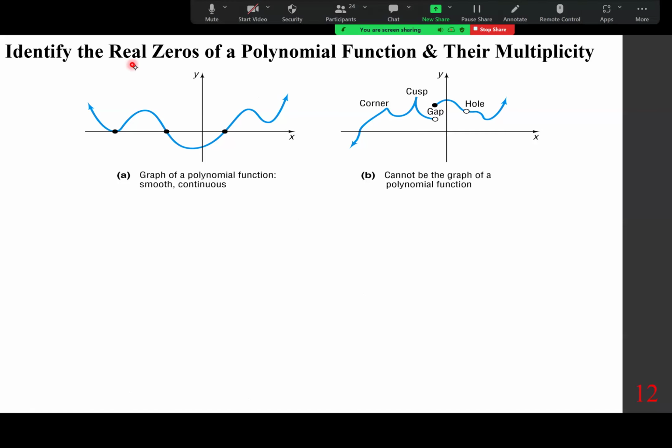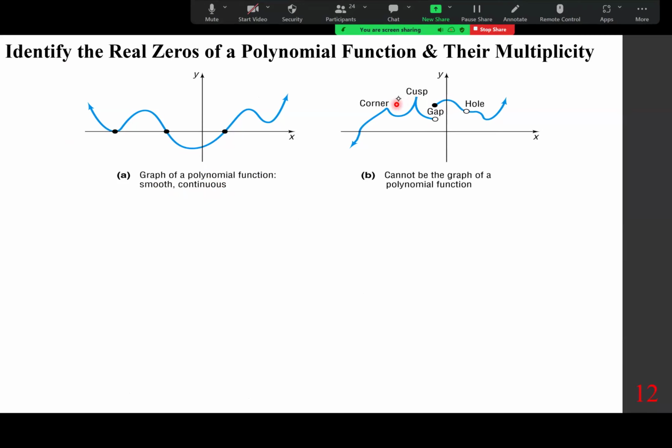Identify the real zeros of a polynomial function and their multiplicity. Look at this one. This is a graph of a polynomial function. It is smooth and continuous, as you can see. However, this is definitely not a graph of a polynomial. You have a corner, a sharp corner here, a cusp. Sometimes you call it a sharp corner. That's fine.